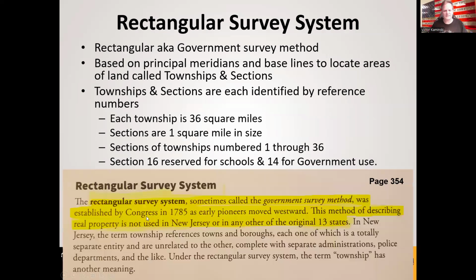So let's highlight this. Rectangular survey system, sometimes called government survey, was established by Congress in 1785 as early pioneers moved westward. The method of describing real property is not used in New Jersey or any of the other 13 original states because we use the meets and bounds system here. That's the older system that they used to use in Europe and other countries. All right.